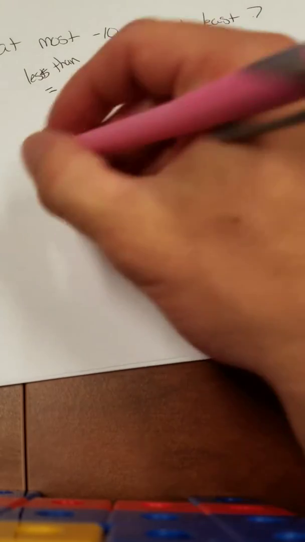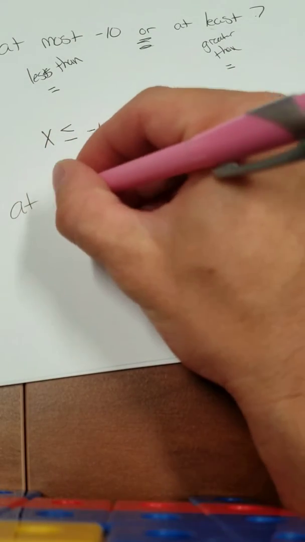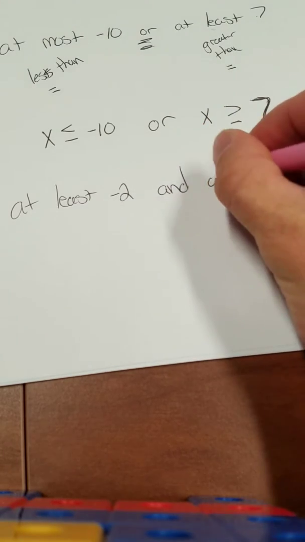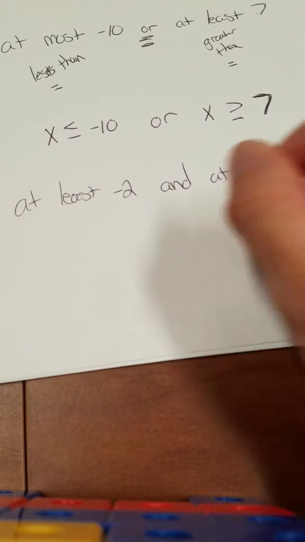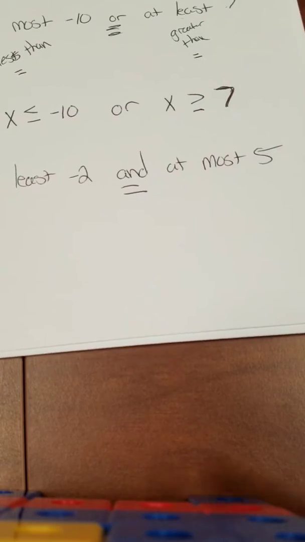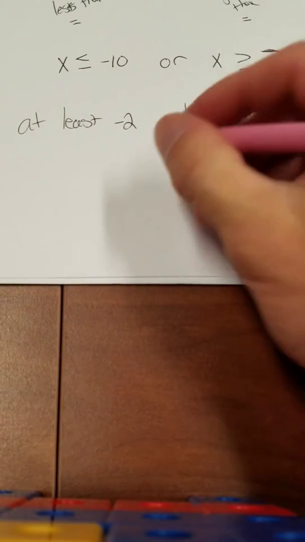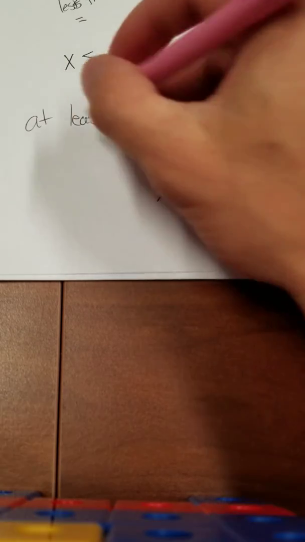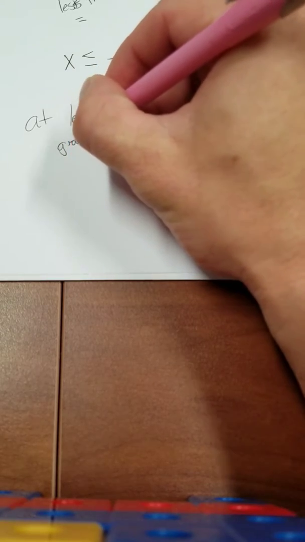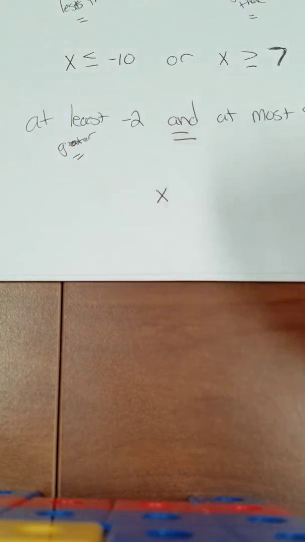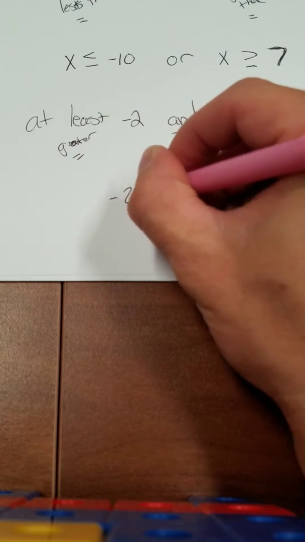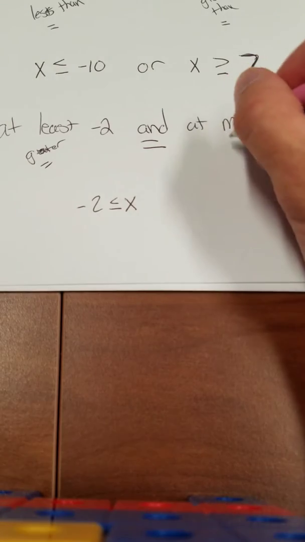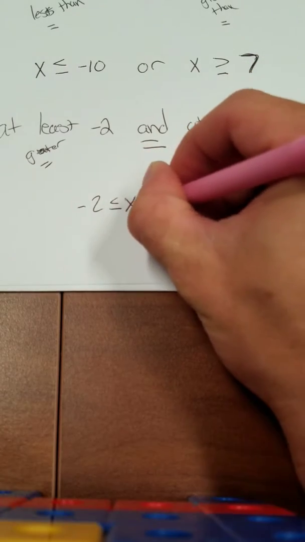If it says something like at least -2 and at most 5. Keyword being and. Okay, which means my inequality is going to come together. I'm going to only have one x value, and it's going to sit right in the middle. At least -2, so greater than or equal to -2, and then x is greater than or equal to that. Then it says at most 5, so that means less than or equal to 5.